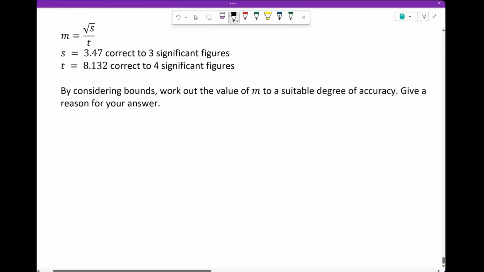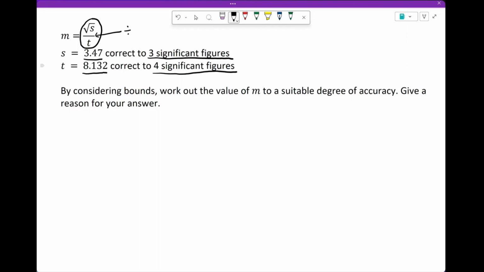So we're now going to look at a specific type of exam question you can get for bounds. So let's have a look. So we're told that m is equal to root s over t. So it appears that this is a division calculation. Then we're told s is equal to 3.47, and that is correct to three significant figures. So that's already a hint this is a bounds question because something's been rounded to 3.47. And t is equal to 8.132, and that is correct to four significant figures. So once again, something has been rounded to that value.